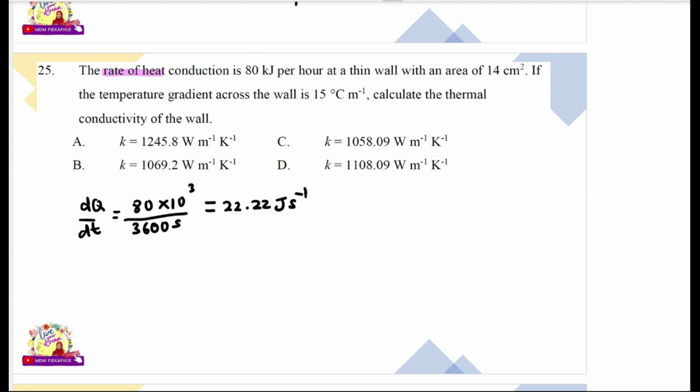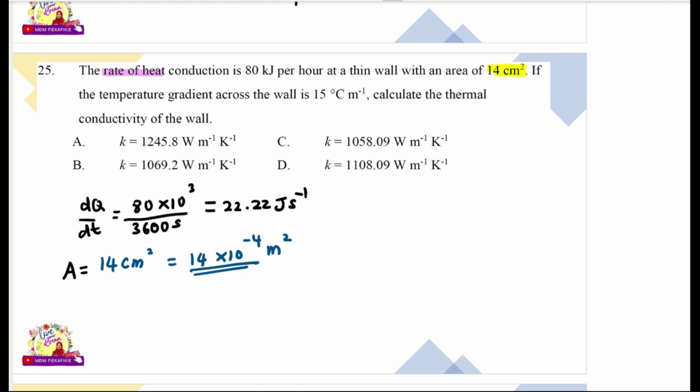And then it's given that the area, so make sure you check the area because the area is in centimeter squared. So you need to change to meter squared first. Okay, so 14 centimeter squared is equal to 14 times 10 power of negative 4 meter squared. Tukar ni jangan salah yang ni.